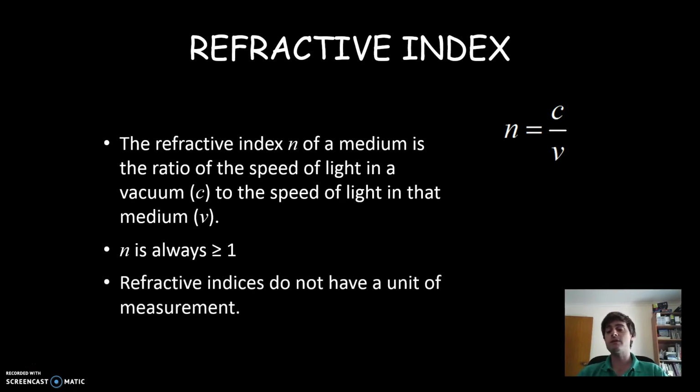And refractive indices do not have SI units of measurement. So we don't write down a unit when we write down a refractive index. The reason for that is it's just a ratio of one thing to another, and you might remember from maths that ratios are always unitless. So when you write down the refractive index, just write down the number. Don't bother about putting a unit afterwards.